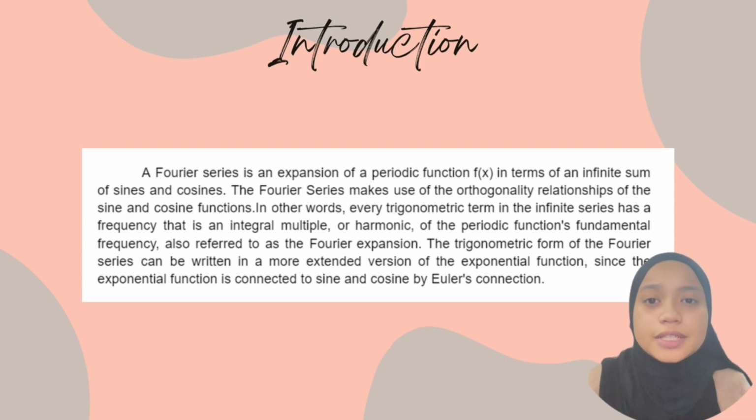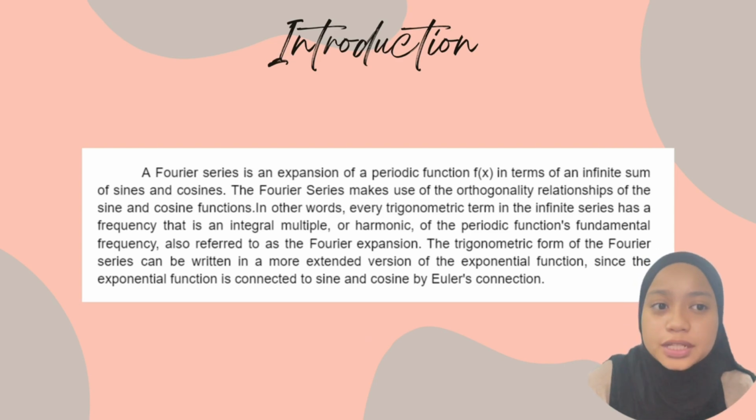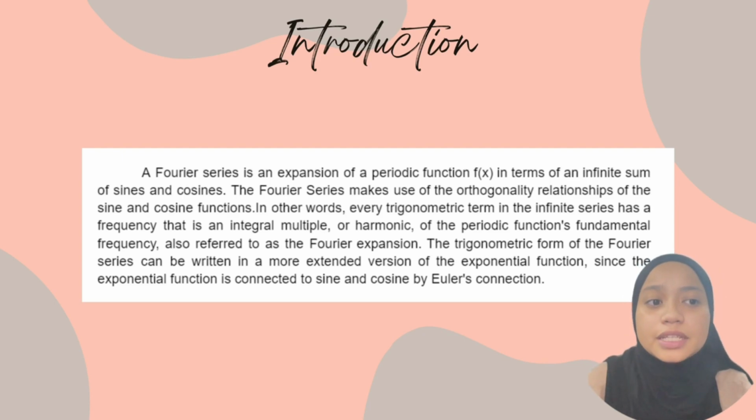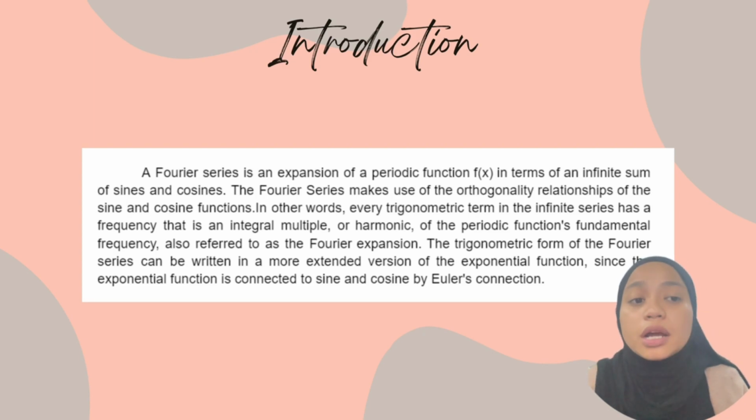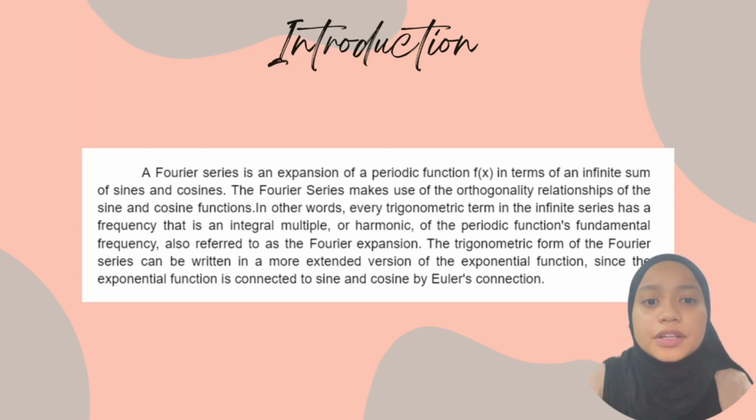So what is a Fourier series? A Fourier series is an expansion of a periodic function f(x) in terms of an infinite sum of sines and cosines. The Fourier series makes use of the orthogonality relationship of the sine and cosine functions. In other words, every trigonometric term in the infinite series has a frequency that is an integral multiple, or harmonic, of the periodic function's fundamental frequency. So it is also referred to as the Fourier expansion.